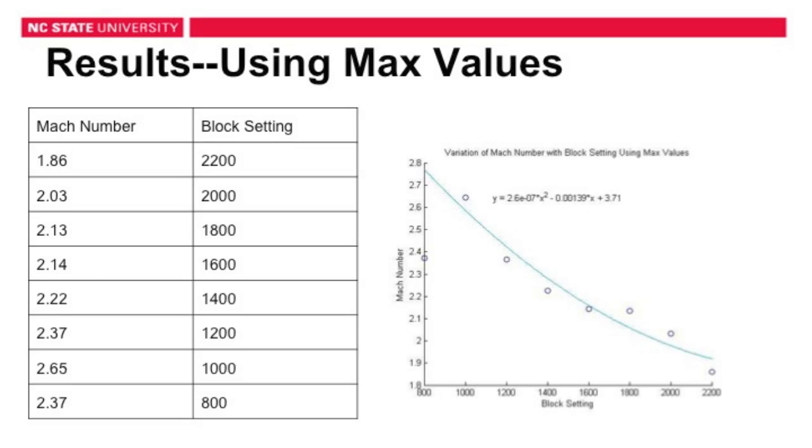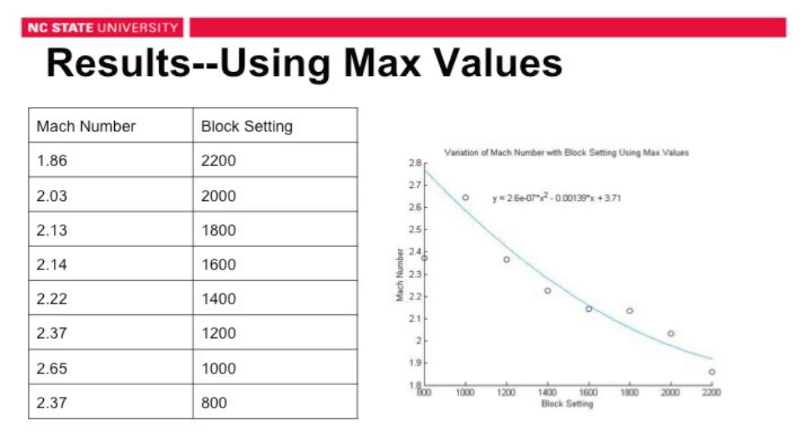As can be seen from the table and graph of the data from Lab 1, decreasing the block setting causes the Mach number to increase, reaching a Mach number of 2.65 at a setting of 1000. Therefore, over the course of decreasing the block setting by 1600, a 42.5% increase in the Mach number was obtained. This is significant considering that a range of Mach numbers can be reached without changing the amount of air or power required to supply the wind tunnel.